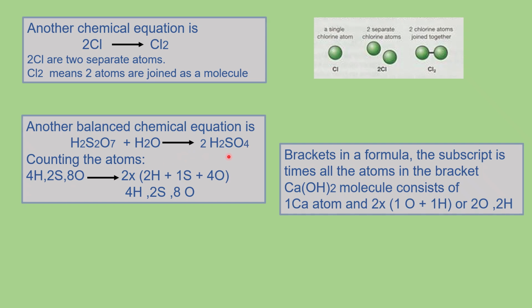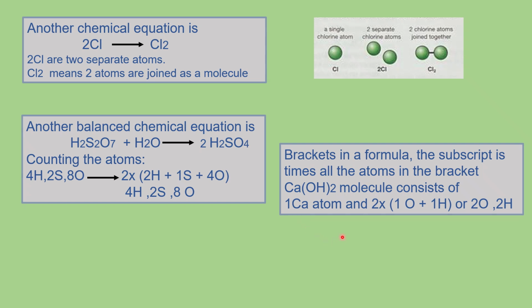Now, what about the number of atoms in the product, the 2 molecules of H2SO4? This is the 2. It is multiplied times 2 hydrogen atoms, 1 sulfur atom, and 4 oxygen atoms. So now we have 4 hydrogen atoms, 2 sulfur, and 8 oxygen atoms. So the number of atoms in is the same as the number of atoms out in the products. Therefore, this equation is balanced.